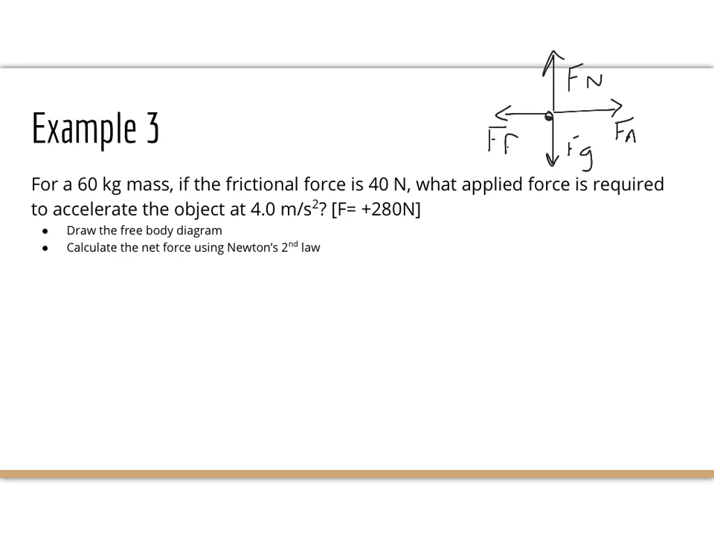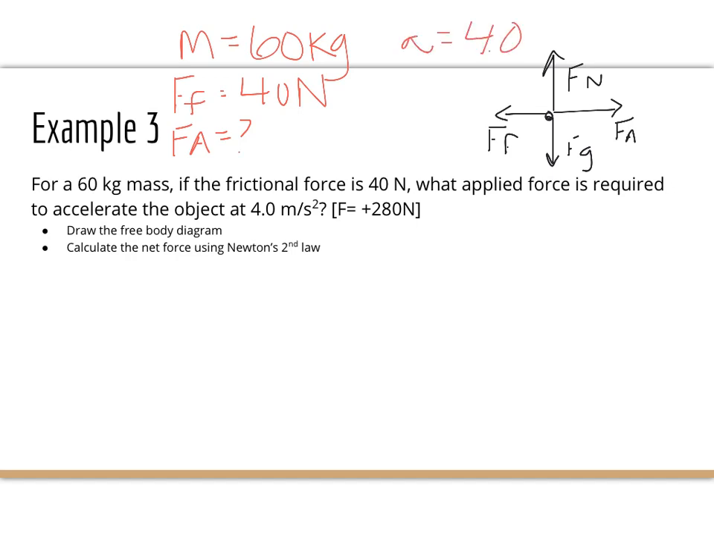Okay, listing our information. M equals 60 kilograms. The frictional force, so F of F equals 40 newtons. We're looking for FA, and we want to accelerate the object, so A equals 4 meters per second squared. Sorry, I'm just trying to leave myself some room underneath here. So we draw the free body diagram. Check, check. We've listed out our information. We're going to calculate the net force using Newton's second law.